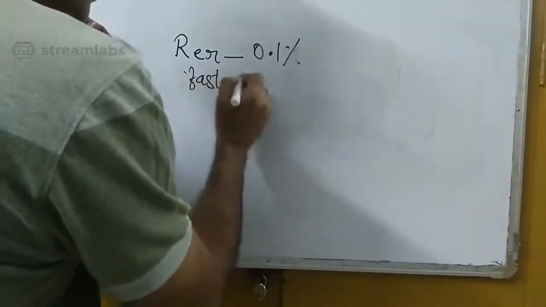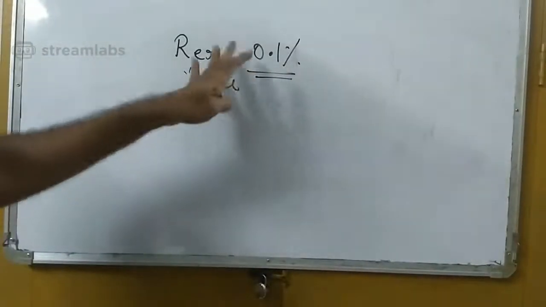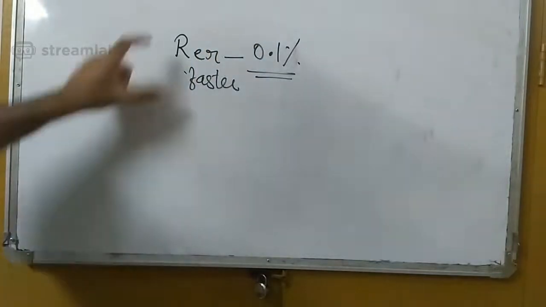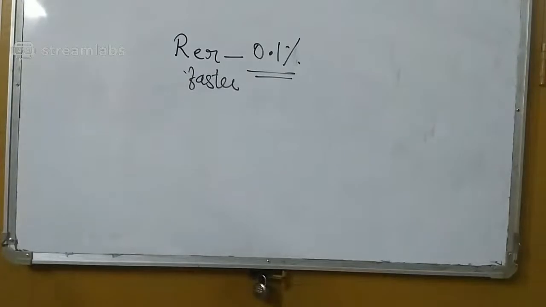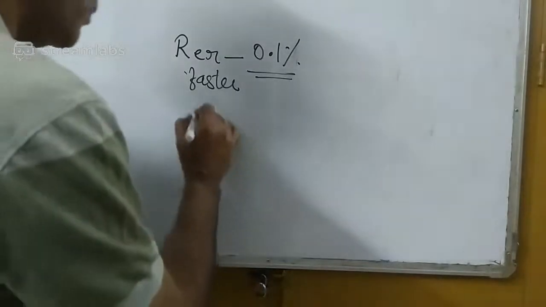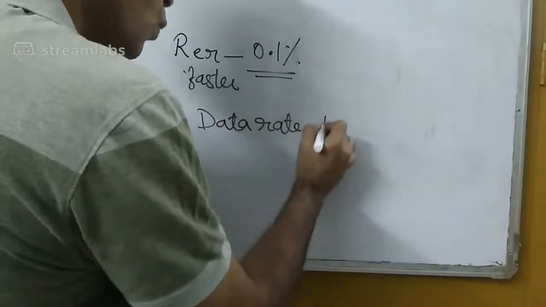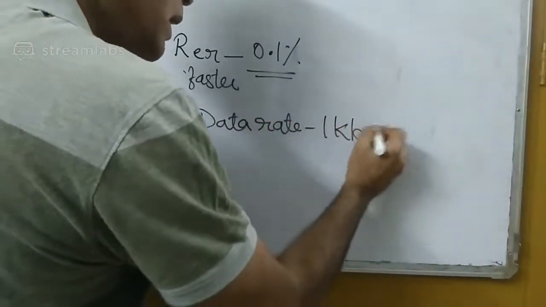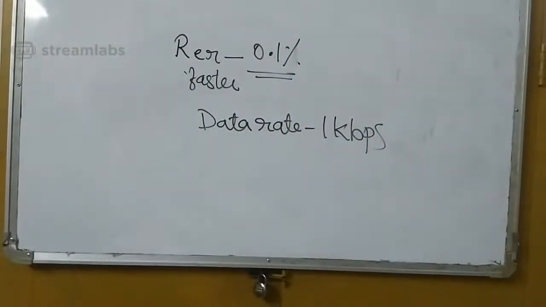Okay, so this is the clock value, how much it is expressed in percentage, how much faster it is in comparison with the sender's clock. So receiver's clock, if it is 0.1% faster than the sender's clock, how many extra bits per second does the receiver receive if the data rate is 1 kbps? If the data rate is 1 kbps, how many extra bits is it going to receive? This is the question asked.